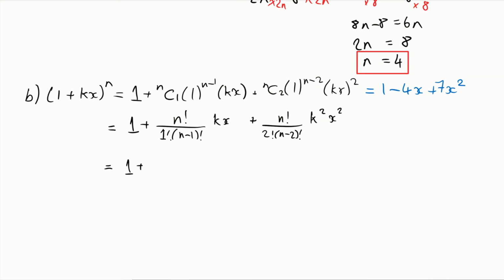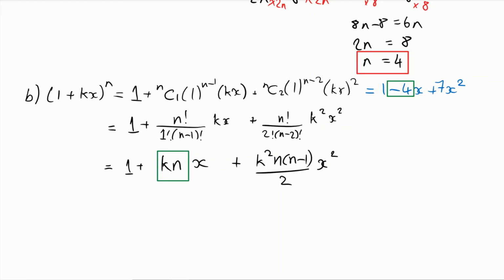Simplifying that further, we get 1 plus kn times x plus k squared times n times (n minus 1) over 2 x squared. kn is the coefficient of x, and we are told that the coefficient of x is minus 4, so kn is minus 4. We can rearrange that to give us an expression for k. So k is equal to minus 4 over n.